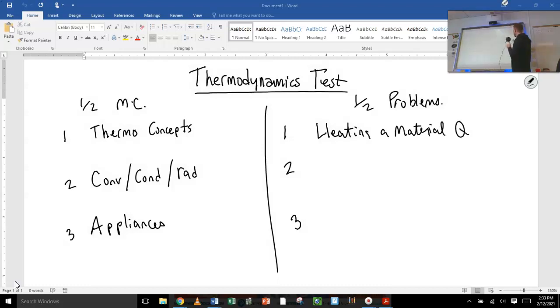That's where you use something like Q equals mc delta T, right? What temperature do you take it from and to? What is the material? That's the specific heat. How much of the material? That dictates how much heat you have to put into it, letter Q. So just basically taking a material and heating it. You're not going through a phase change. That would be number three.